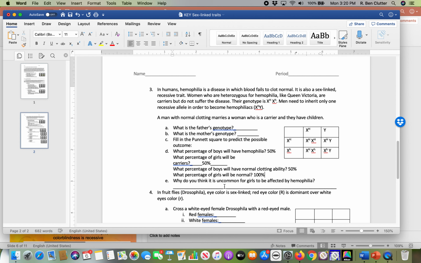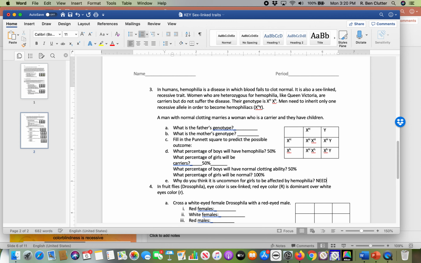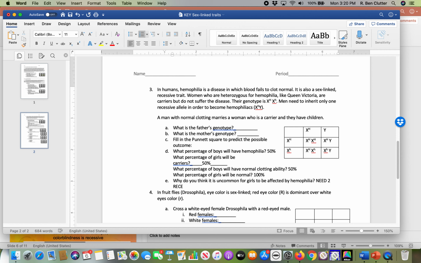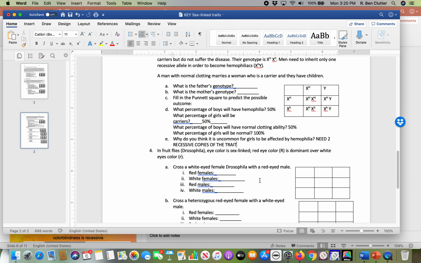Why do you think it's uncommon for girls to be affected by hemophilia? Because basically they need two recessive copies of the trait. Whereas guys only need the one because they have the Y, and the Y doesn't carry any information.